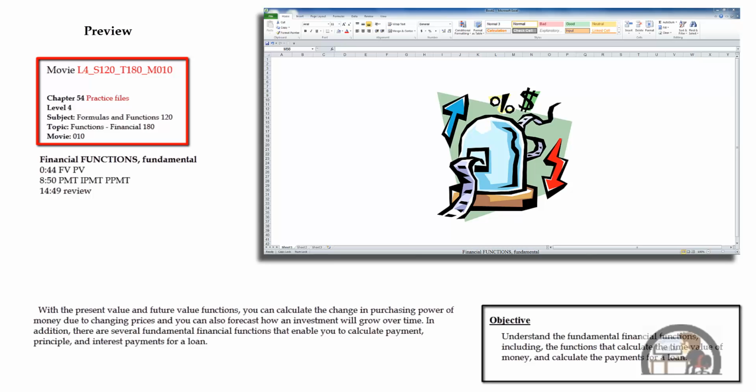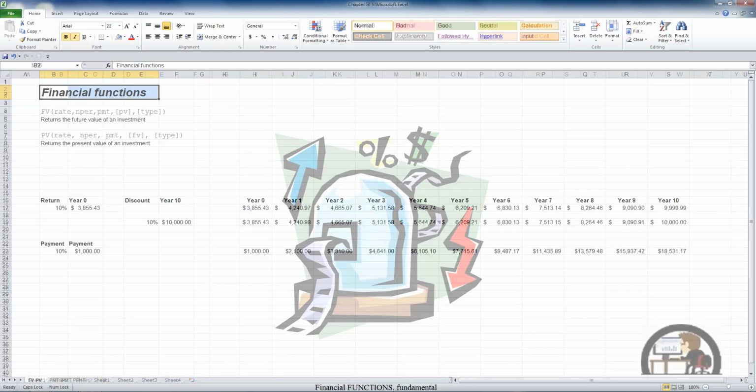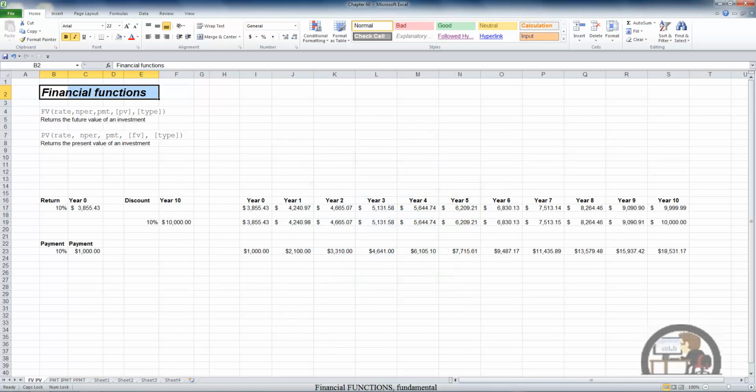The payment function will return the payment for a given loan, or it will display the amount of money that you can receive from an annuity at a given rate. And the IPMT function, the interest payment function, will return the interest for a given period in that payment stream. And the PPMT function, the principal payment function, will return the amount of principal that's paid for a given payment in that payment stream. So the future value and the present value functions.